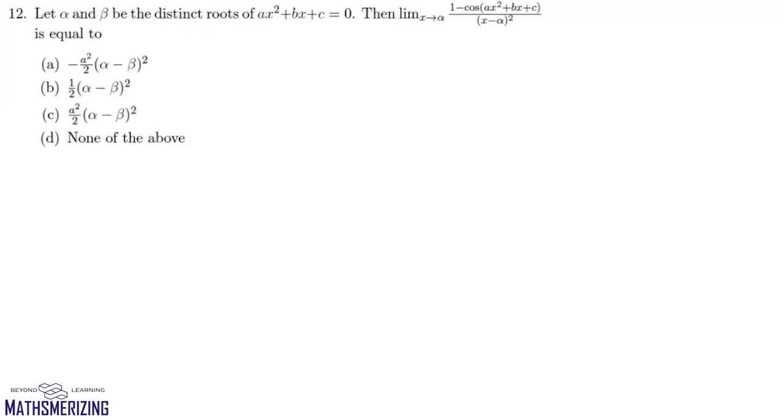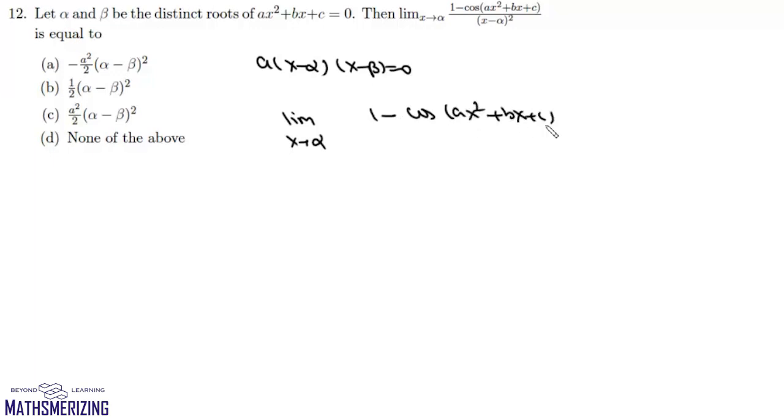Now question number 12 is, let alpha and beta be distinct roots of this equation. Now we can write this equation as a into (x minus alpha) into (x minus beta) equals 0. We are given this limit, x tends to alpha, 1 minus cos of (ax square plus bx plus c) upon (x minus alpha) whole square. Now this is 0 upon 0 form. Now we'll use a standard limit.